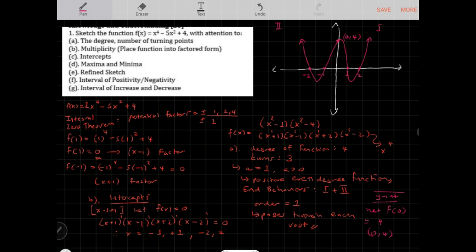Now because this is an even degree function, we need to understand that because it's concave up, there is going to be an absolute minimum. There should be an absolute maximum or minimum associated with even degree functions. Now because the a value here is 1, and a is greater than 0, there should be an absolute minimum present.